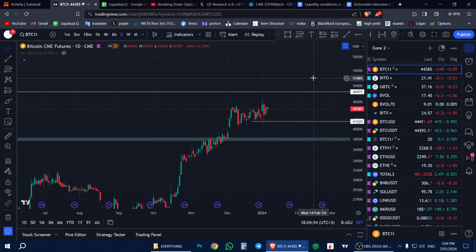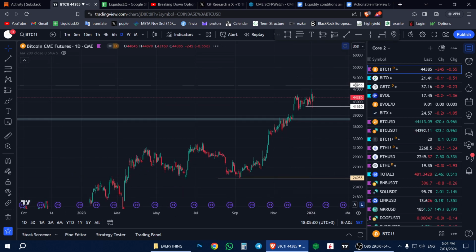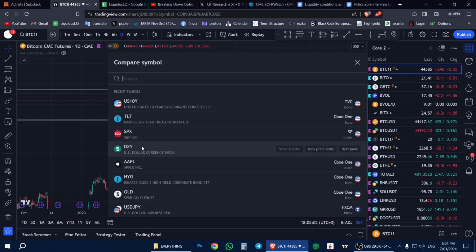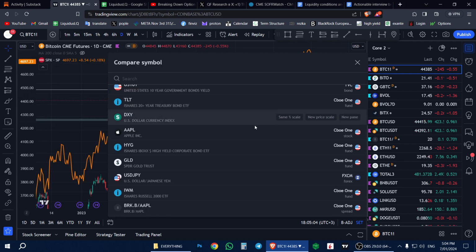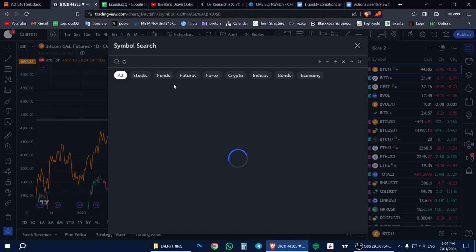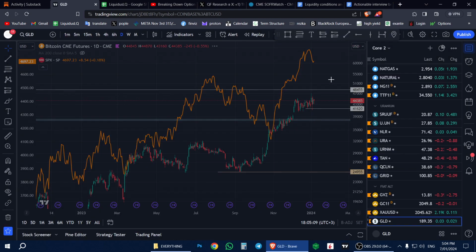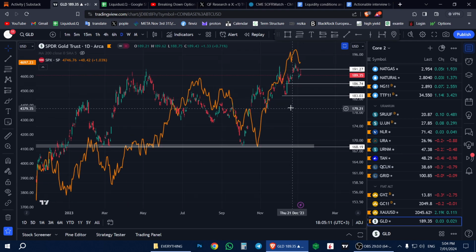On a trend basis, we know that it literally front runs everything. I can point to the right here. Let's look at the SPX and let's look at the GLD as well. On a trending basis, it does front run. Oh nope, this is GLD.